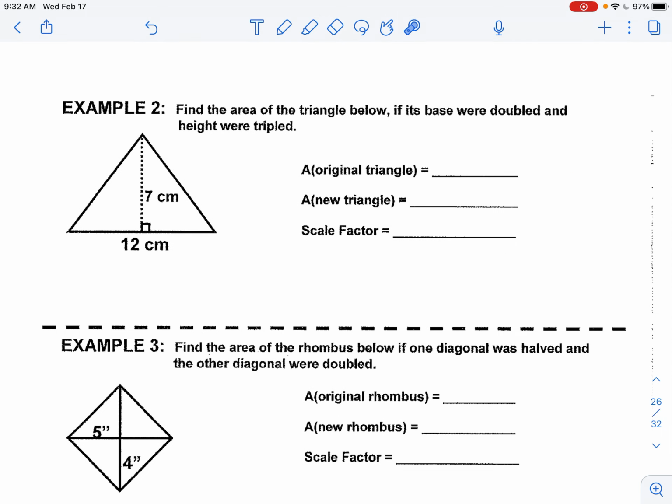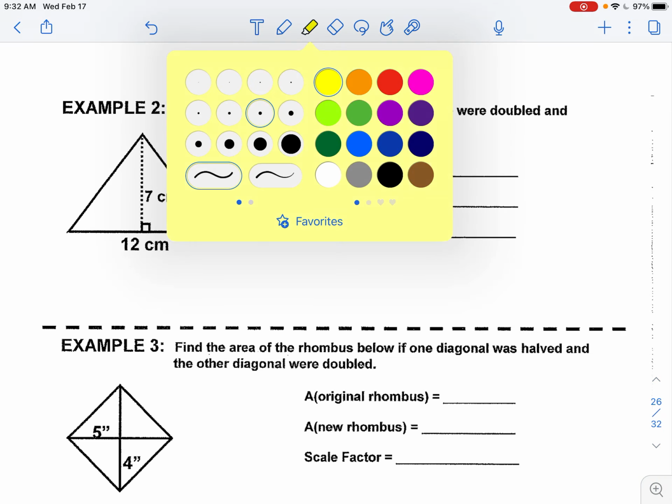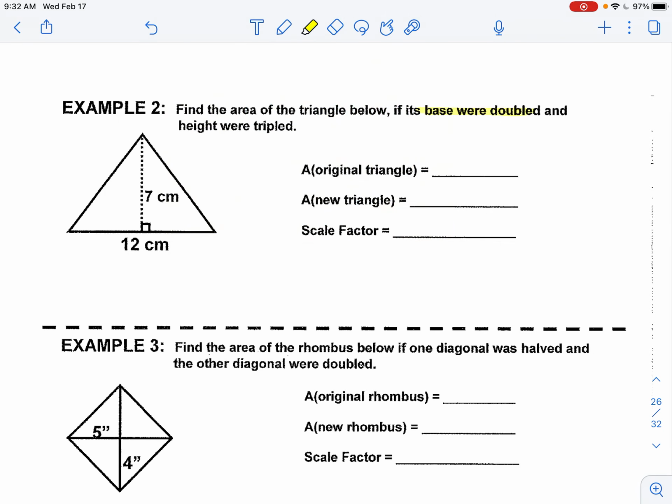Let's take a look at another example. Find the area of the triangle below if its base were doubled and the height was tripled. So that's what we're going to do. We're going to double the base and triple the height. So first let's find the original area. The area of a triangle is 1/2 base times height. And so in this case, I've got 1/2 times 12 times 7, which is 42 centimeters squared.